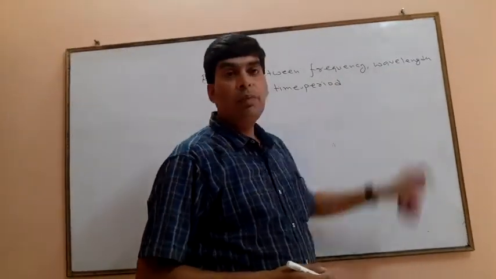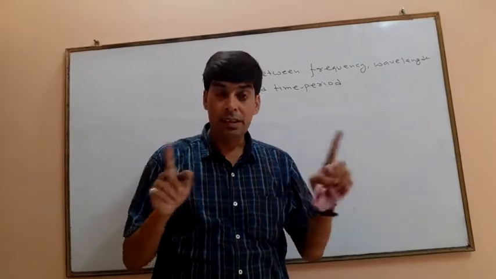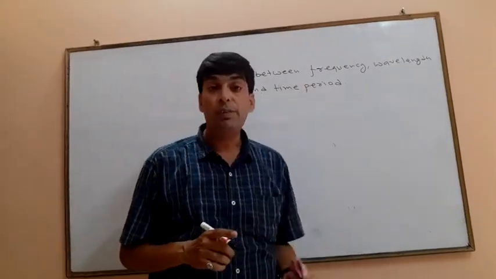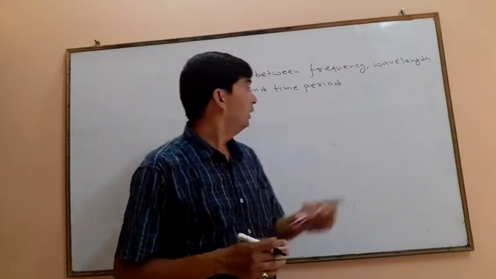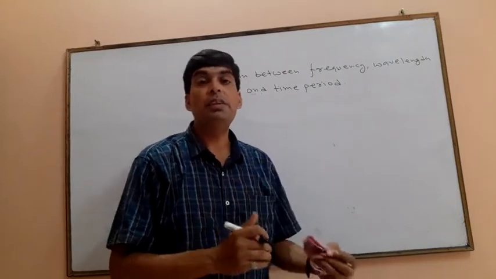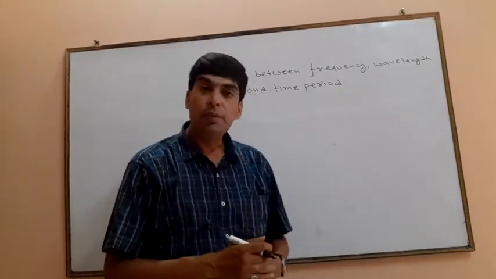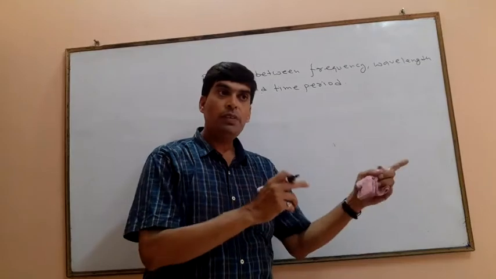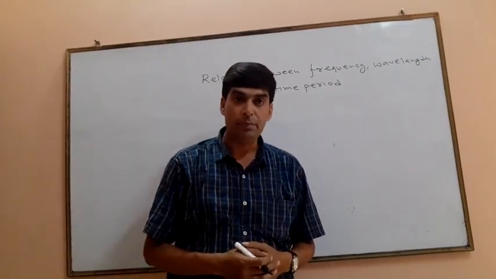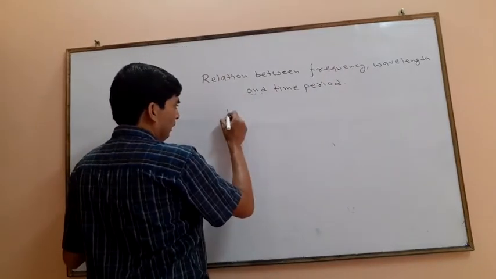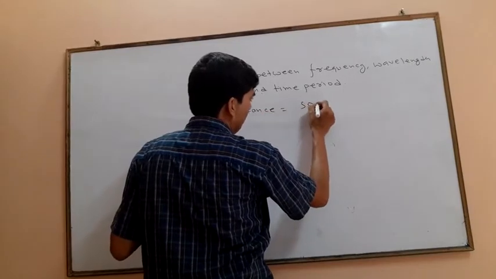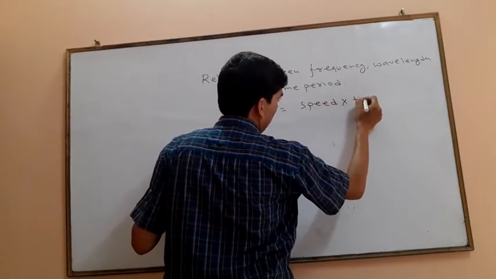What have we learned about wavelength? It is a separation, that is, a distance. Time period is the span of motion of the oscillating or vibrating body. And frequency is the nature of motion of that body. How the motion takes place is decided by the frequency. So in general physics, distance equals speed into time.